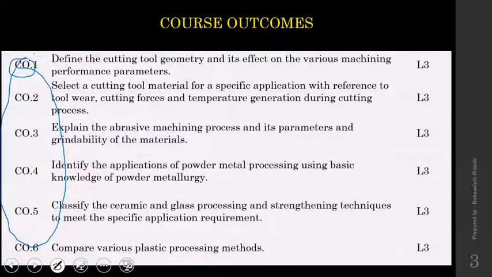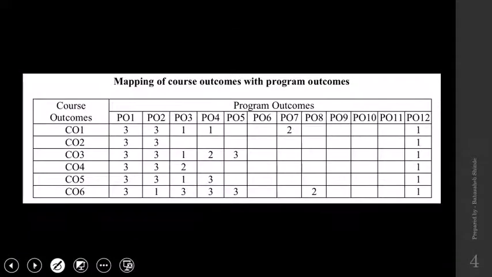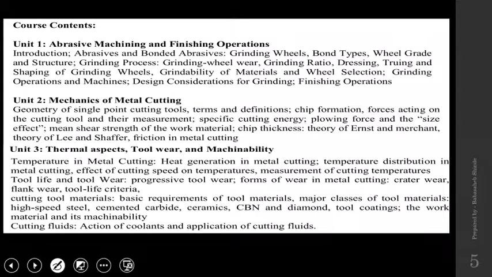Define the cutting tool geometry and its effect on the various machining performance parameters. From the statement, you could easily get that this is something related to a single point cutting tool. Now, if you look at the curriculum, there are two units, unit number 2 and unit number 3, those are based on the single point cutting tool or the operations that are being performed on lathe machines. So unit number 2 is going to be based on this one.